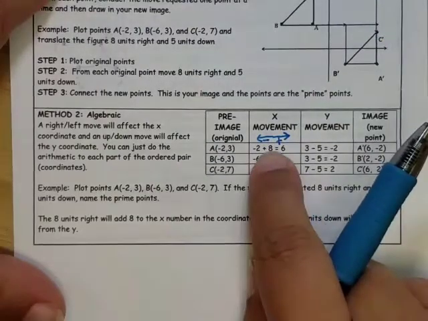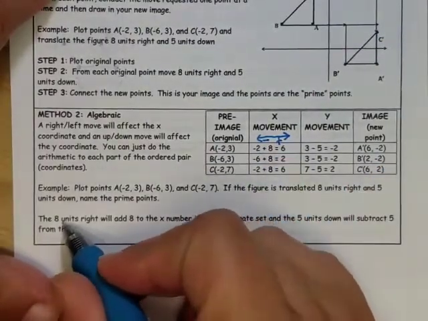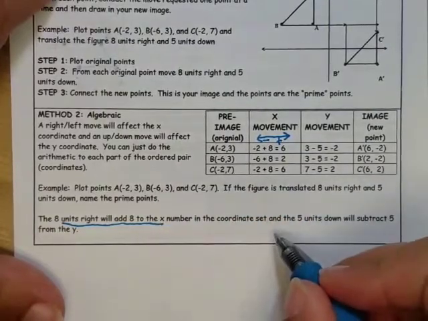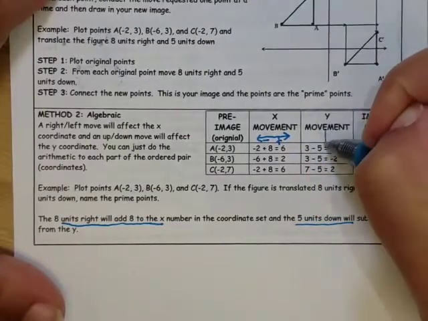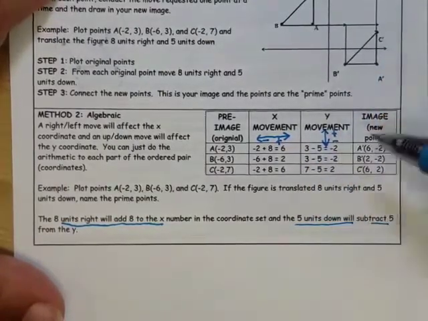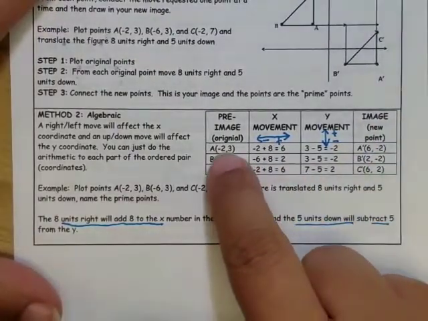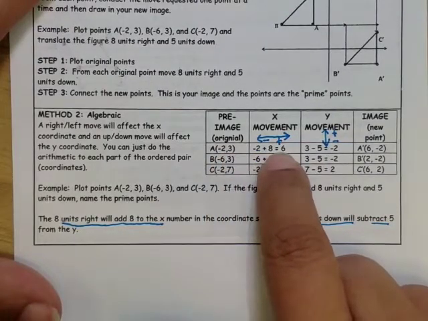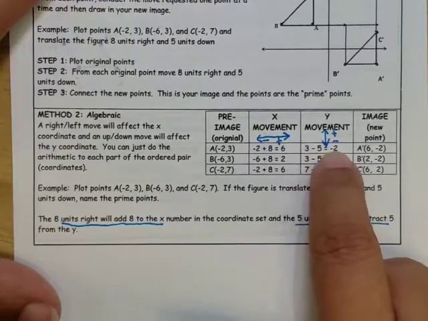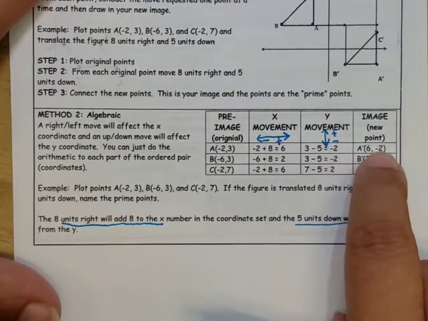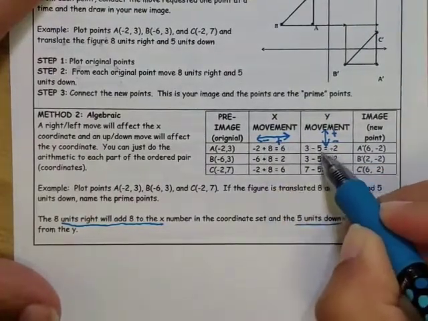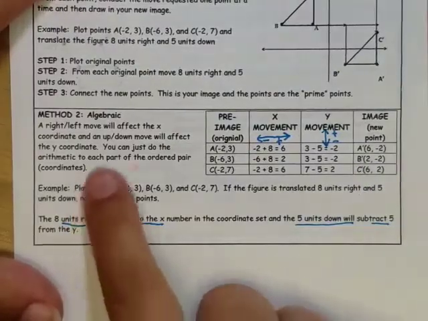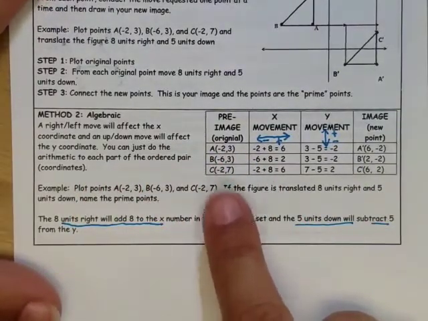So 8 units to the right will add to the x, and then if you're going 5 units down, we'll subtract from the y. And then your y movement goes down. So up and down, up is plus, down is minus. So if I want to move this guy 8 units to the right and 5 units down, I'm going to do -2 plus 8 and get 6. And then I'm going to do 3 minus 5 and get -2. So my new point is 6, -2. So you're showing the movement right here. This is right, 8, and this -5 is down, 5. Okay, so you could take a quick look at that if you want to make sense of that.